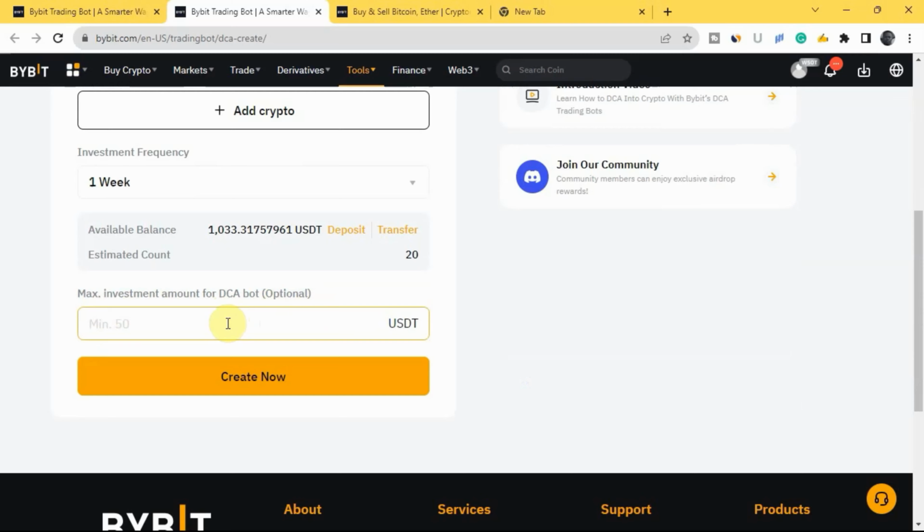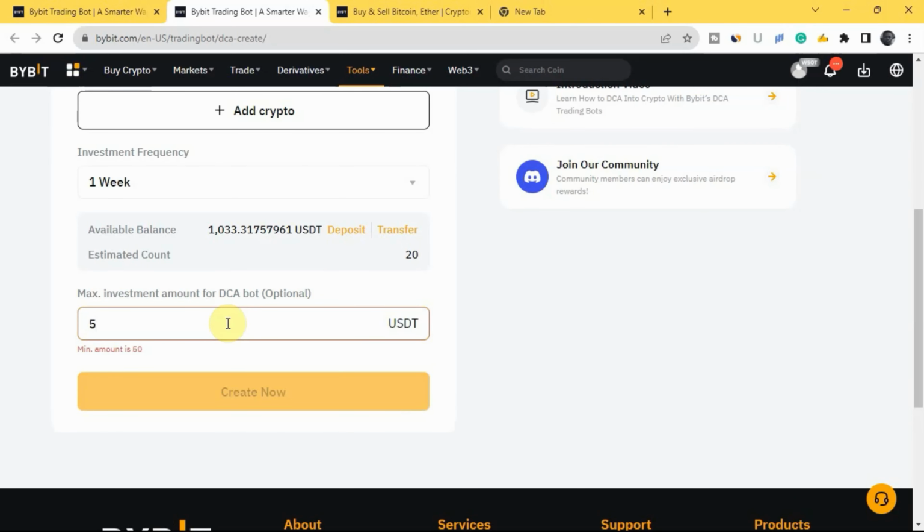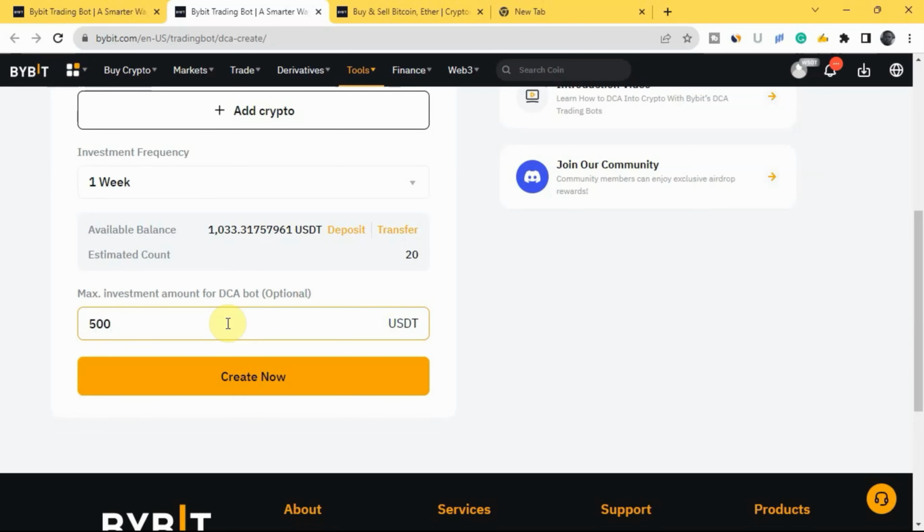So, for example, the maximum amount I want to invest in all of these cryptocurrencies is, let's say, $500. I don't want to invest anything higher than $500. So that means if this trading bot has invested a total of $500 for you, the trading bot is going to end or stop. So that's the meaning of this amount. It is optional. If you want to enter it, you can enter it. If you don't want to enter it, you can leave it right there.